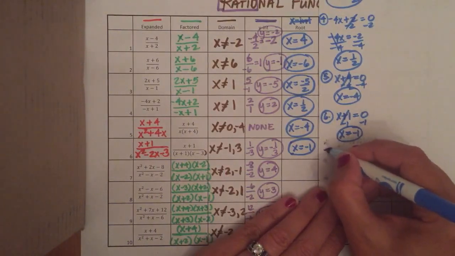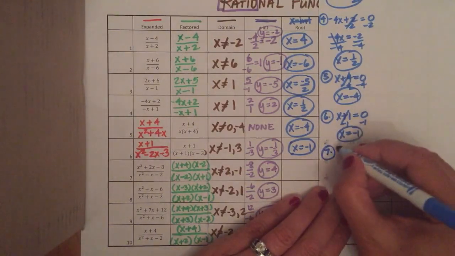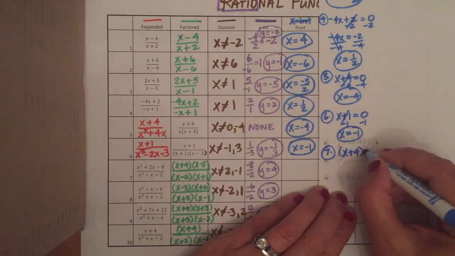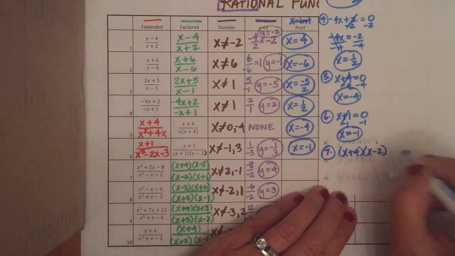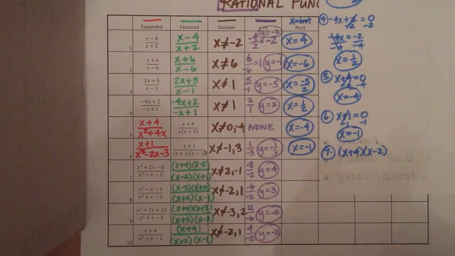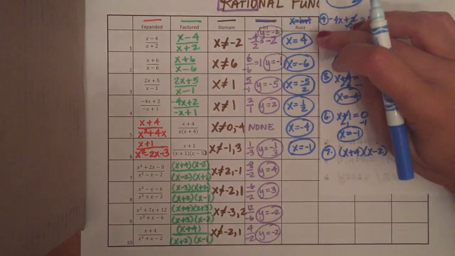All right, number 7. For number 7, in factored form, which is your friend when you're doing roots, you have x plus 4 and x minus 2. So I've got 2 potential roots here. Now, we're going to come back and look at these roots in a minute and see whether they are actually probable roots or if they're not. In fact, let's go ahead and do that right now.